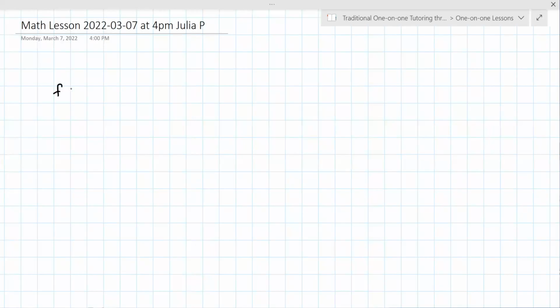So let's say I give you a function like f of x equals the square root of x plus 1, minus 3, and I tell you that x must be greater than or equal to -1. So the first thing we're going to do is determine the domain. And I've actually already given it to you.